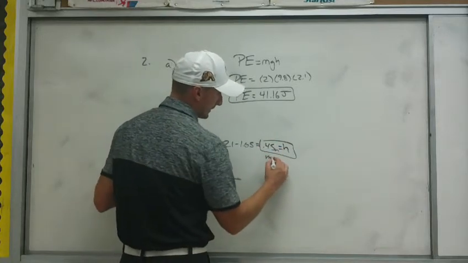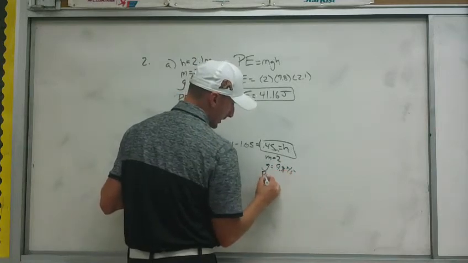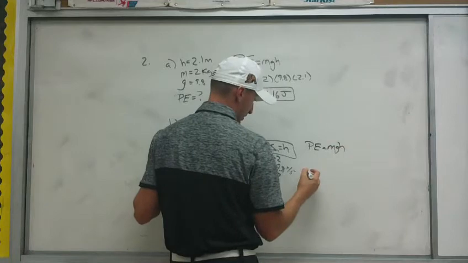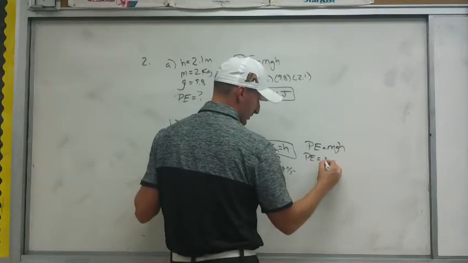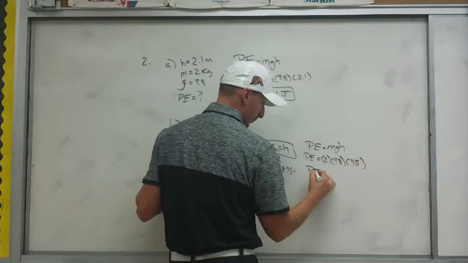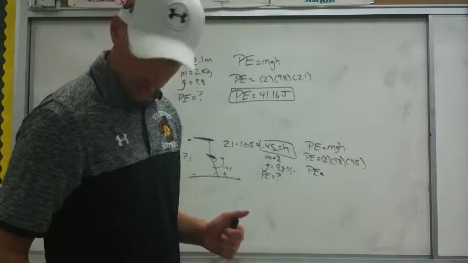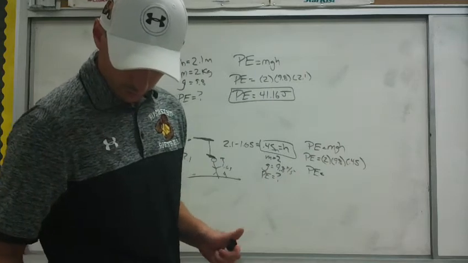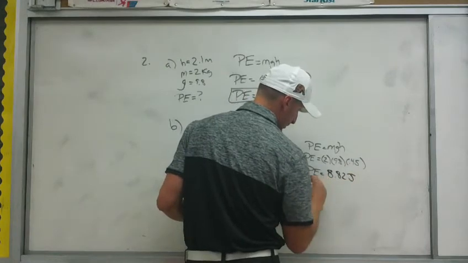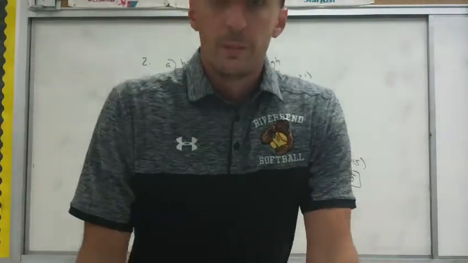I still know the mass is 2, and I still know gravity is 9.8. Find PE. PE equals mgh. PE equals mass 2, g 9.8, height 0.45. 0.45 times 9.8 times 2 gives me 8.82 joules. All right, these problems are pretty easy, pretty straightforward, just using the basic equations here.